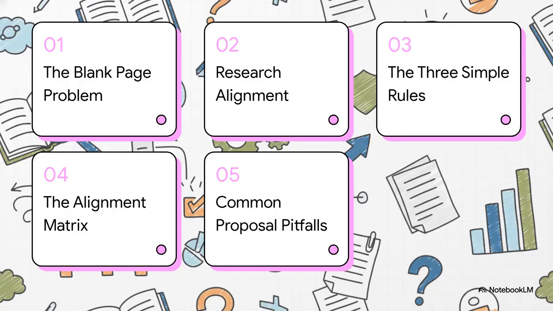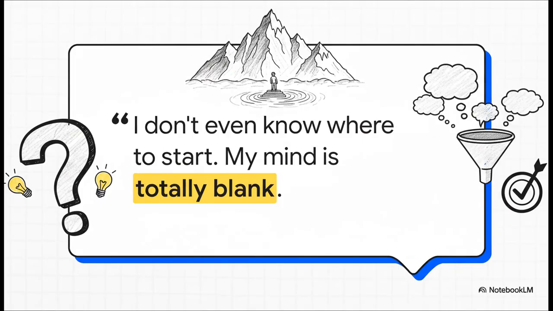So here's our game plan. We're going to kick things off by tackling what I call the blank page problem. Then we'll get clear on what research alignment even is, learn 3 super simple rules to nail it, introduce a tool called the alignment matrix, and then wrap up by looking at some common pitfalls to avoid. Let's do this.